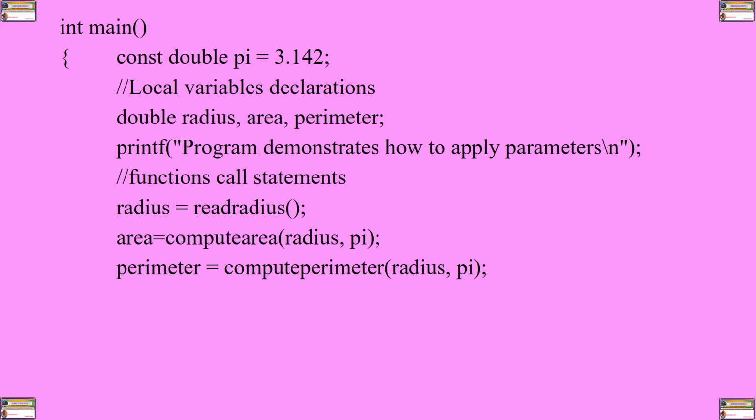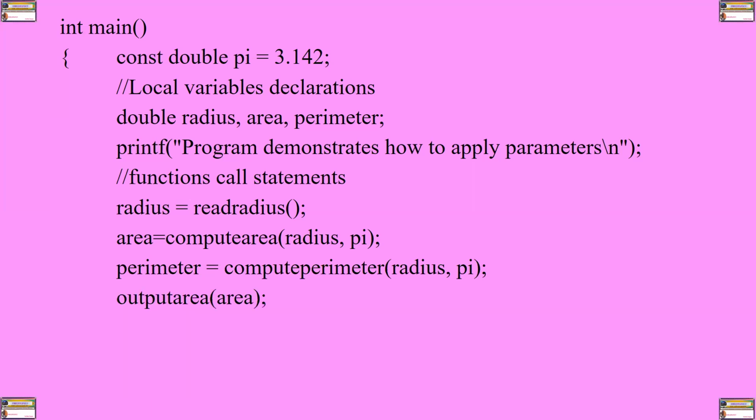Once it is invoked, control will be taken to the function called compute perimeter, and the processor will carry with it two values. One value in the memory location called radius, and the other value in the memory location called pi. Take them to the function called compute perimeter as parameters. Perform the activities there, then bring the result back and assign that result to perimeter. Then the next statement is this.